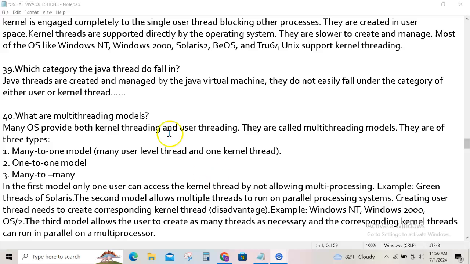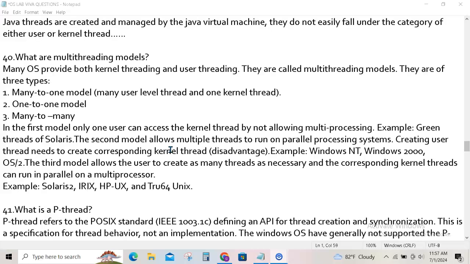Which category does a Java thread fall in? Java threads are created and managed by the Java Virtual Machine, the JVM. They do not fall under the category of either user or kernel threads. What are multi-threading models? When you perform multi-threading, that is kernel threading and user threading, there are three types. We have many-to-one, one-to-one, and many-to-many.